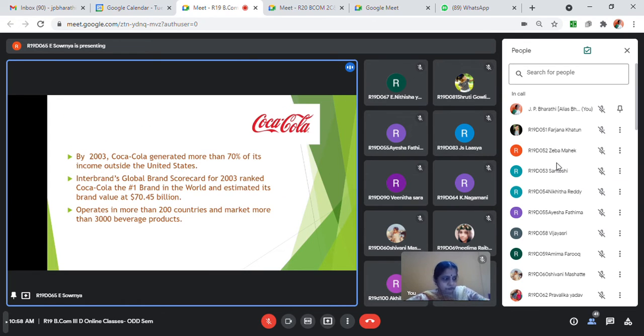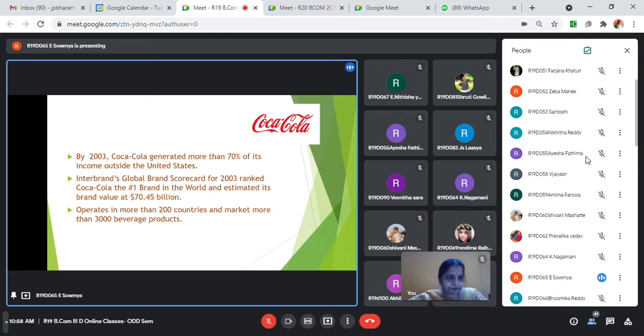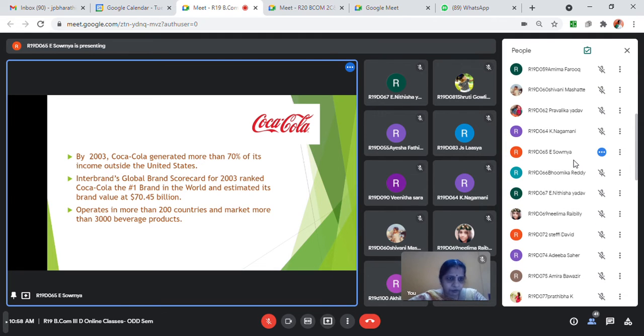By 2003, Coca-Cola generated more than 70% of its income outside the United States. Interbrand's Global Brand Scorecard for 2003 ranked Coca-Cola the number one brand in the world and estimated its brand value at $70.45 billion. It operates in more than 200 countries and markets more than 3,000 beverage products.